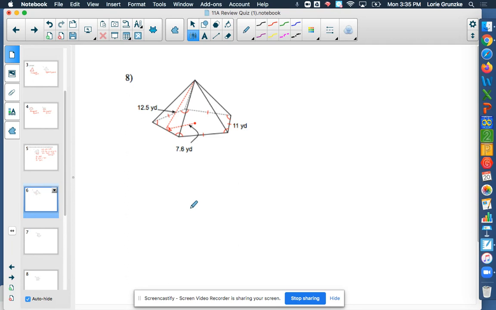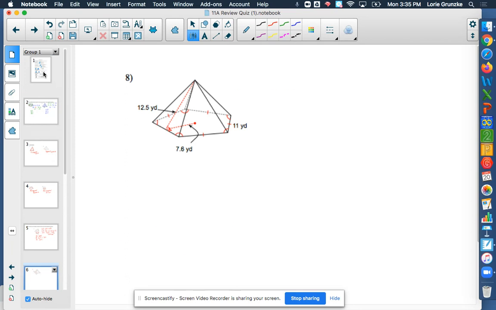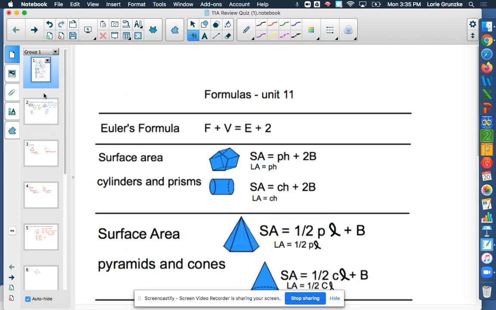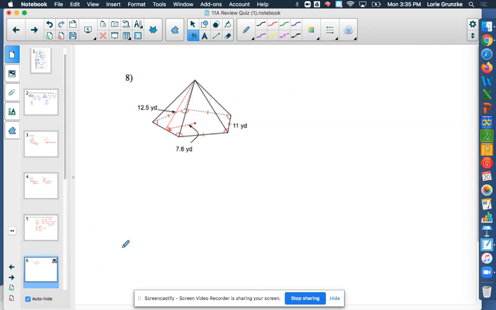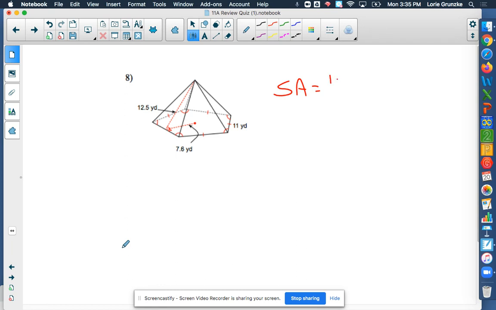Number 8, the base, 1, 2, 3, 4, 5, pentagonal pyramid. So we look on our formula sheet. Go back up here, formula sheet. For a pyramid, it's 1/2 PL plus B. So you write that down. Surface area, 1/2 P slant height plus B. Remember the slant height, that goes down the side of the pyramid. Perimeter of the base would be 11, and there's 5 sides. 11 times 5, you'd get 55. The slant height is that 12.5.